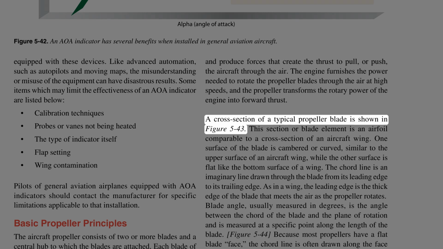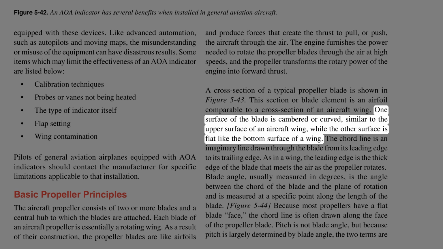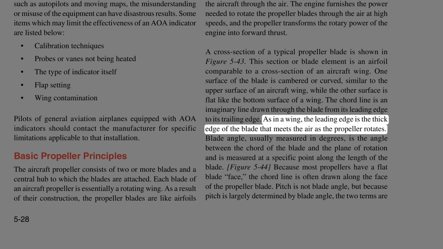A cross-section of a typical propeller blade is shown in Figure 5-43. This section or blade element is an airfoil comparable to a cross-section of an aircraft wing. One surface of the blade is cambered or curved, similar to the upper surface of an aircraft wing, while the other surface is flat like the bottom surface of a wing. The chord line is an imaginary line drawn through the blade from its leading edge to its trailing edge.